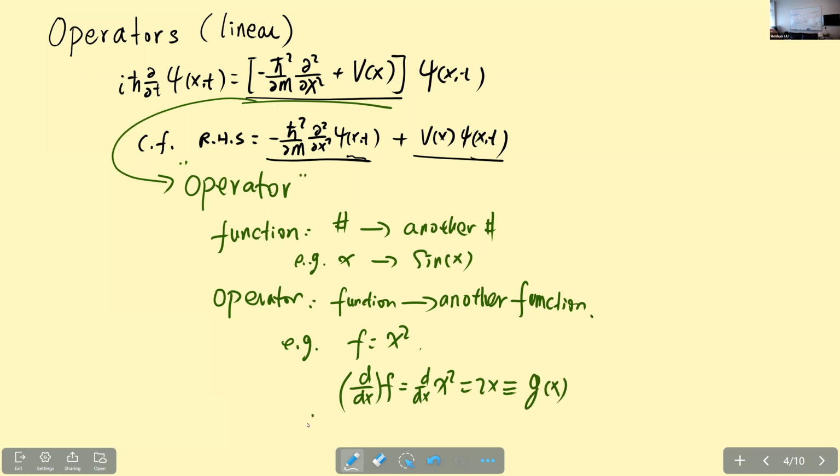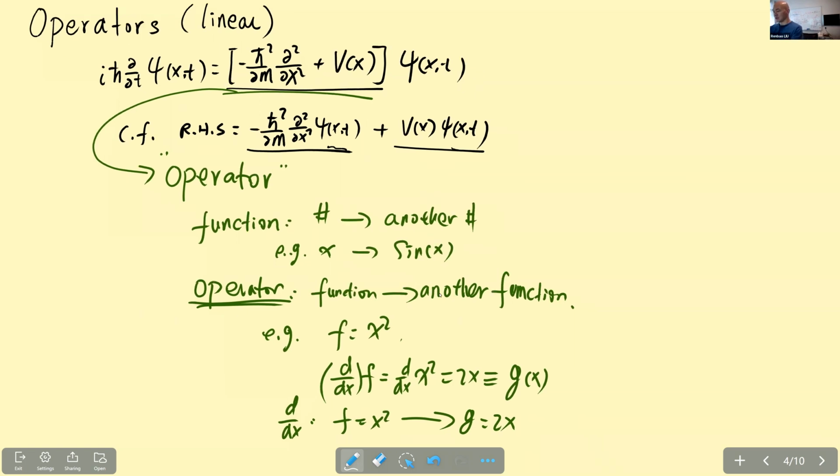Okay. So you can say that this d over dx is an operation that changes f equals x squared to a new function, g equals 2x, right? So the operator is basically a way, or an operation, that changes one function to another one.